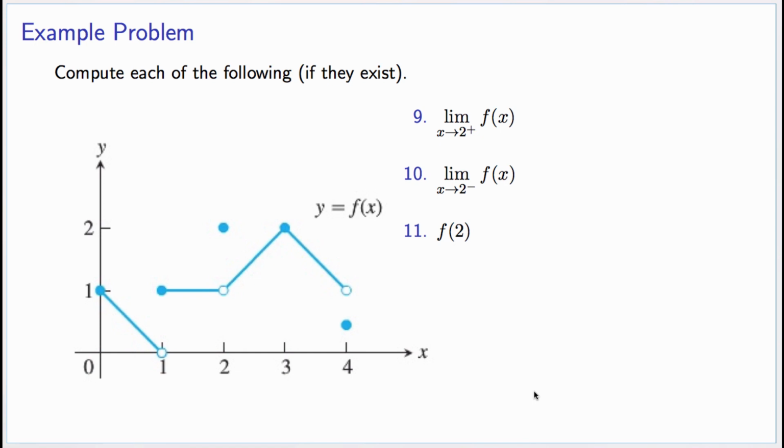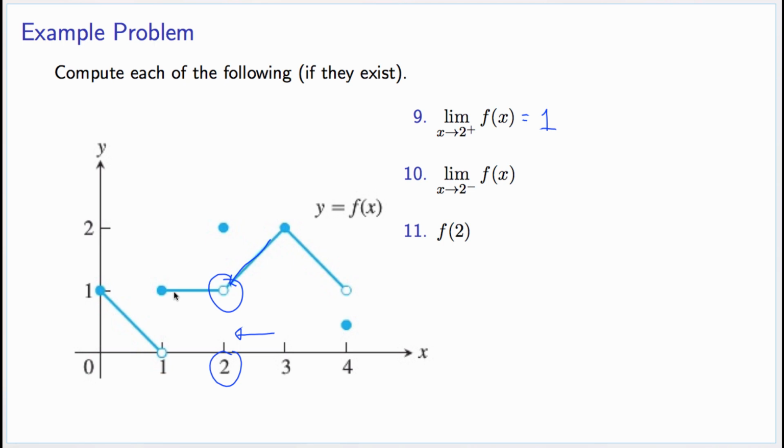Continuing with this example, here we're looking at what happens as x is close to 2. As x comes into 2 from the right, so I'm looking at values of x greater than 2, the values of my function are getting closer and closer to 1. Again, I don't need to worry about this open circle at x equals 2 because I'm not worried about f of 2. I just want to know what happens as x comes into 2 from the right.